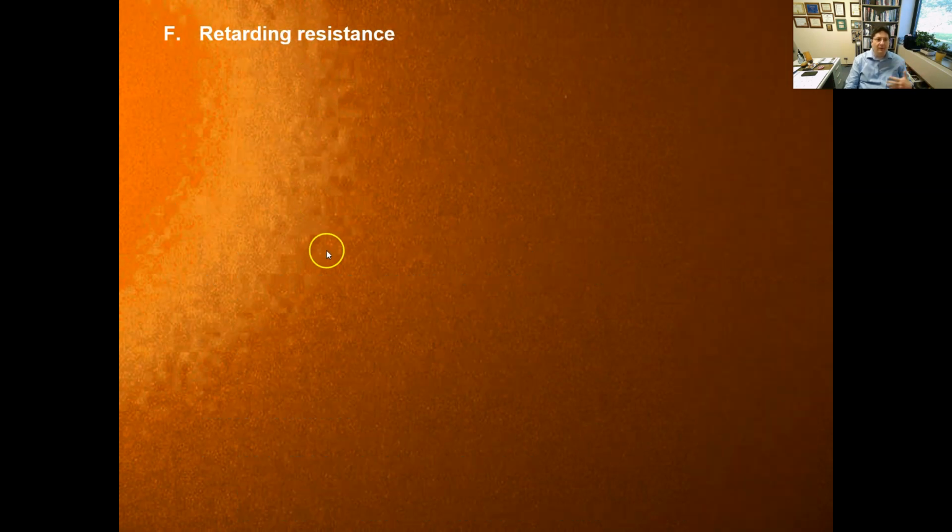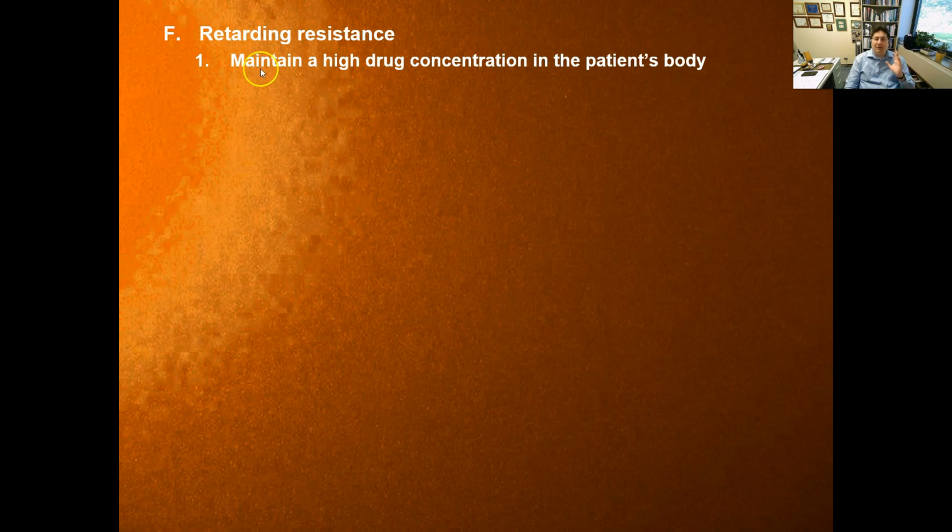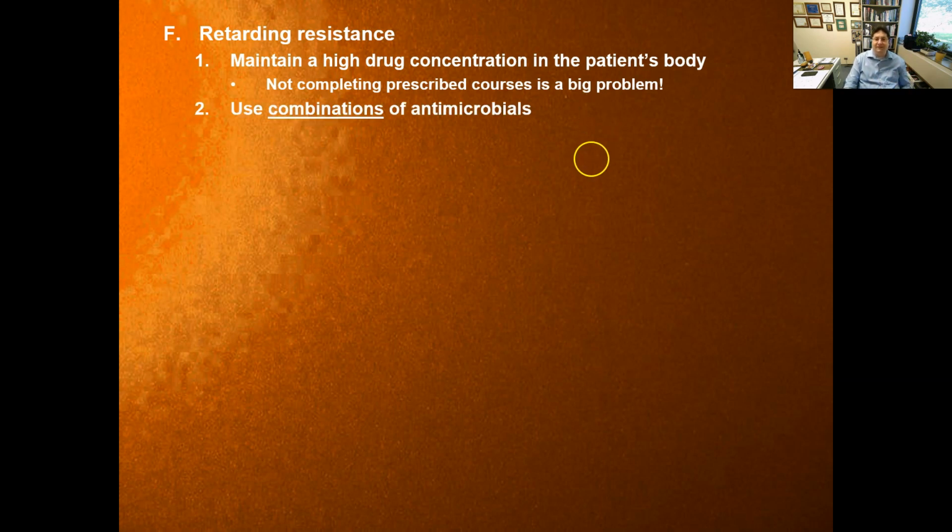So retarding or slowing resistance down. Okay, there are some, remember, it's inevitable. You can't stop it. What we can do is try to manage it. Okay? Number one, maintain a high drug concentration in the patient's body. As you might have heard, people not completing the prescribed course of a drug, especially antibiotics, is a big problem. You're supposed to take that whole Z-Pack, that whole thing over 7 days. These people say, oh, so to feel better, I'll save some for next time. Bad idea. It's allowing resistance to evolve. Okay? Maintain the high concentration.